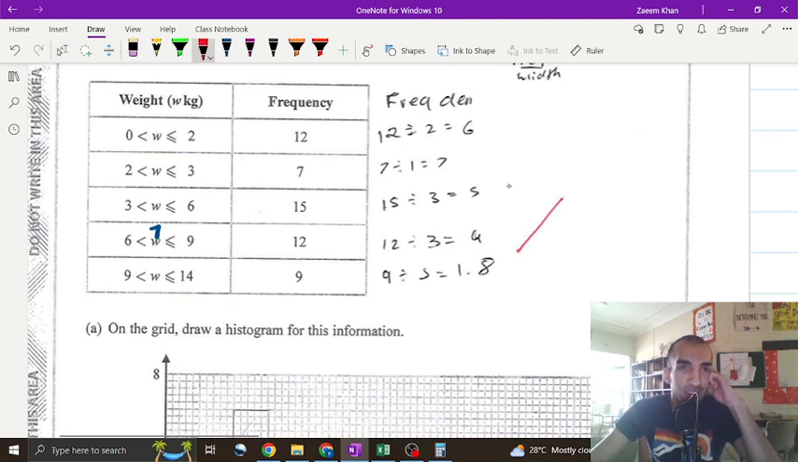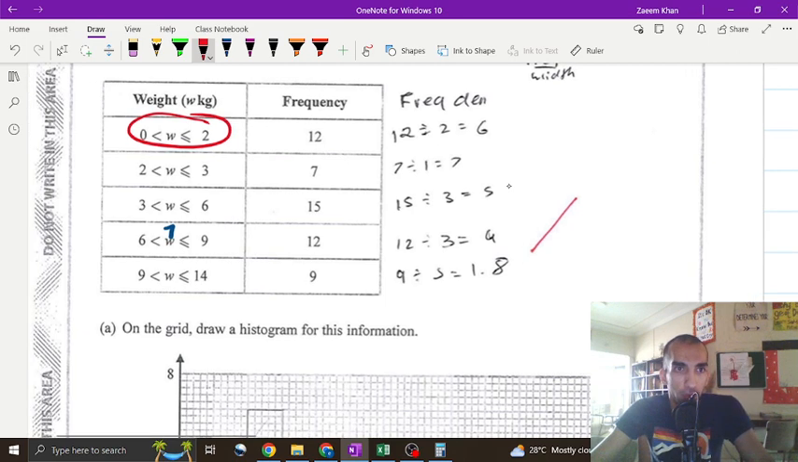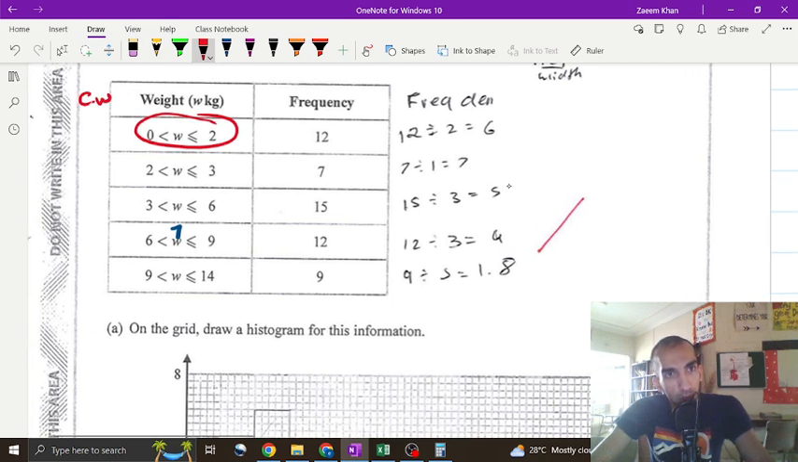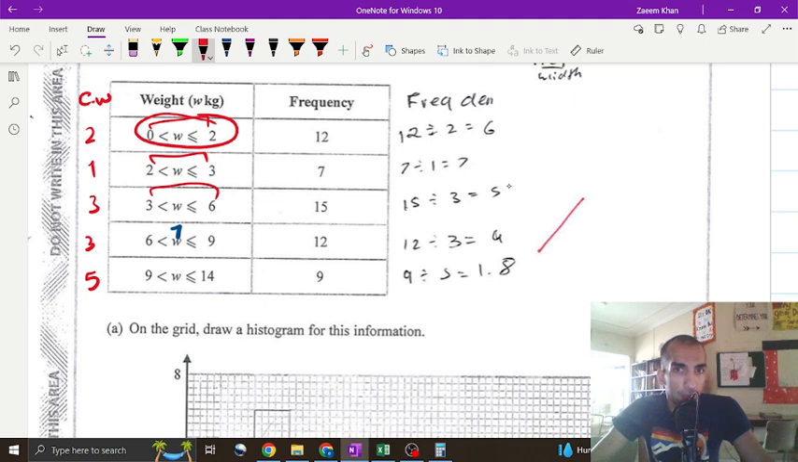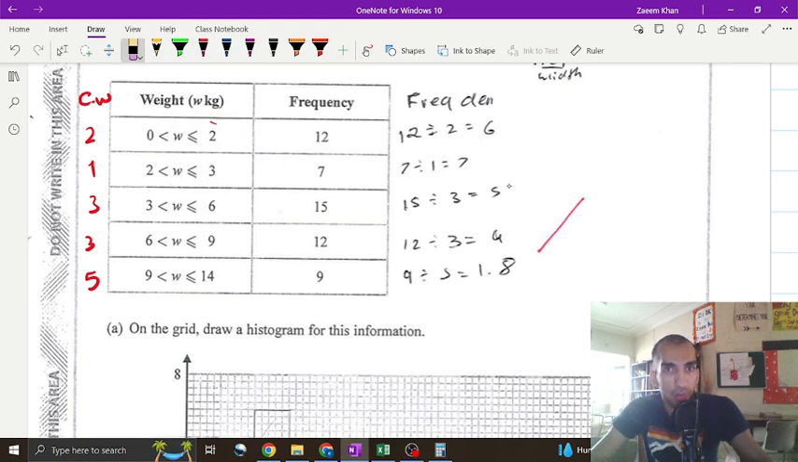Frequency densities are calculated whenever the class width isn't uniform. If I were to make a new column, class width over here, from 0 to 2 we've got a width of 2, from 2 to 3 we've got a width of 1, 3 to 6 a width of 3, and a width of, if I'm not wrong, 5. These are all the values that you've already written over here. Whenever class width isn't the same in every class interval, you calculate frequency density.